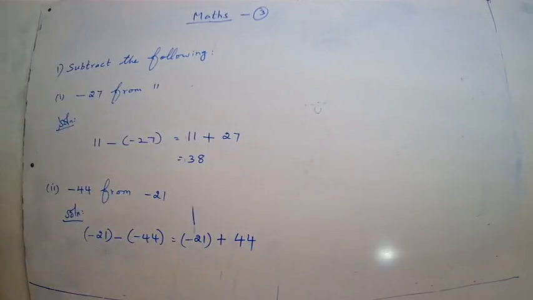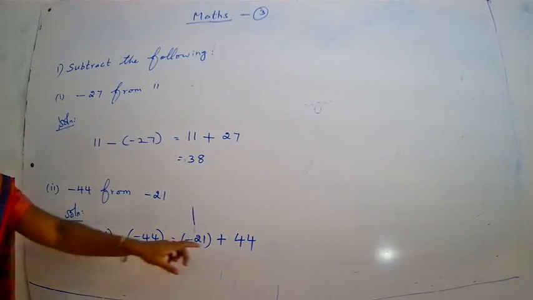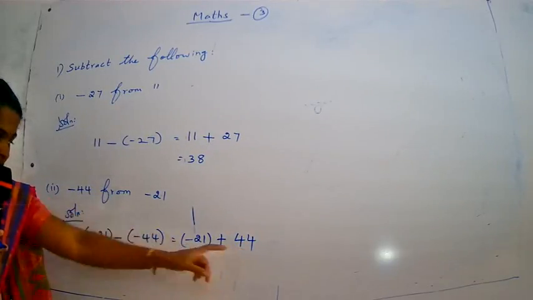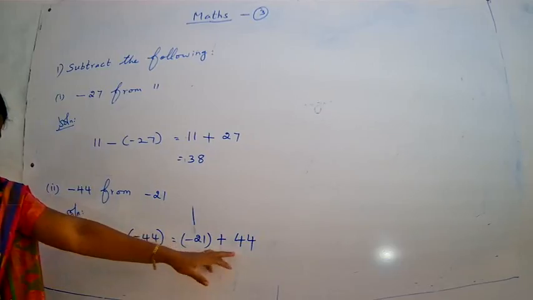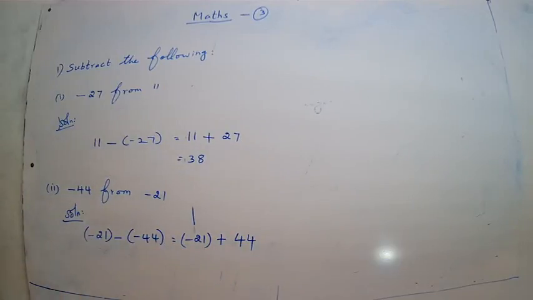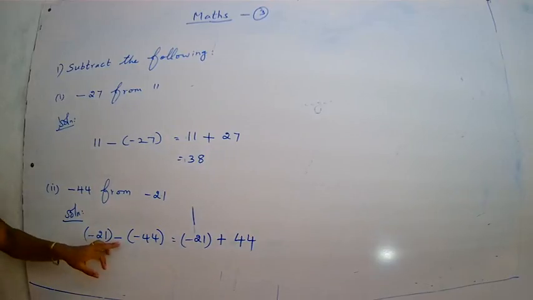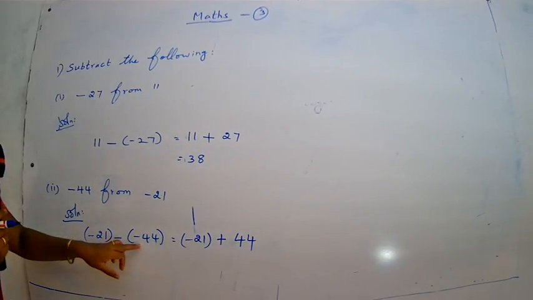Okay, clear? Minus 44 ல இருந்து plus 44 எப்படி வந்ததுன்னு தெரியுதா? இந்த plus நம்ம கன்வர்ட் பண்ணும்போது the integer ஓட additive inverse போடணும். additive inverse னா அந்த sign change பண்ணிடலாம். சரியா? So minus 21 plus 44.